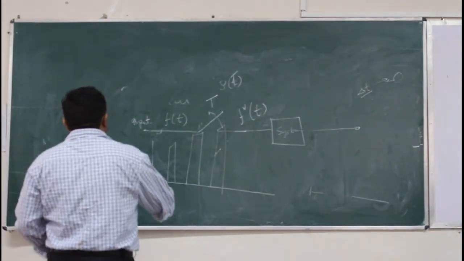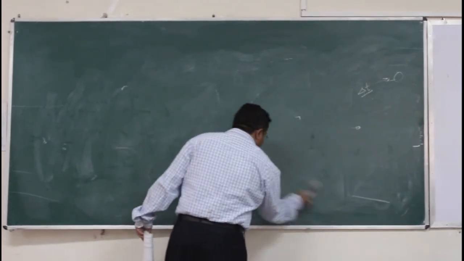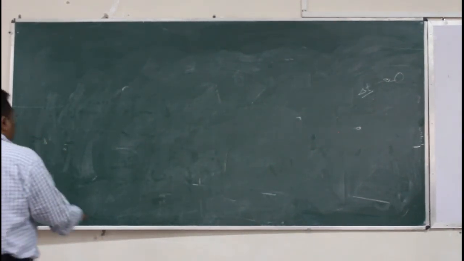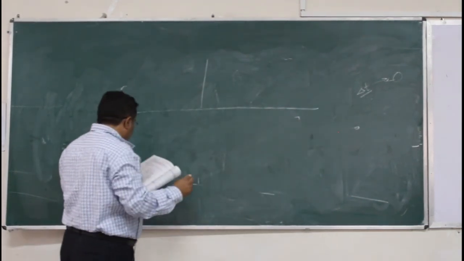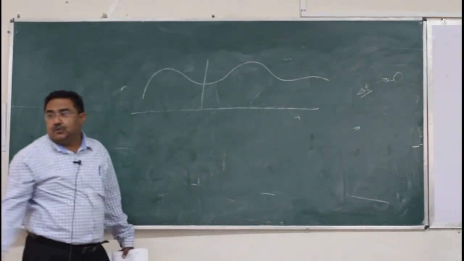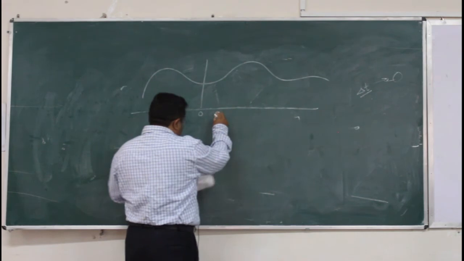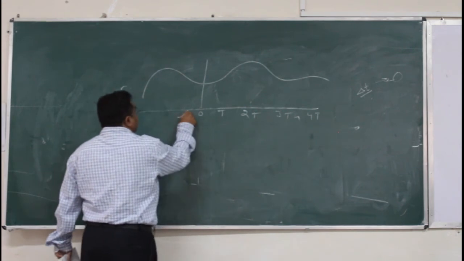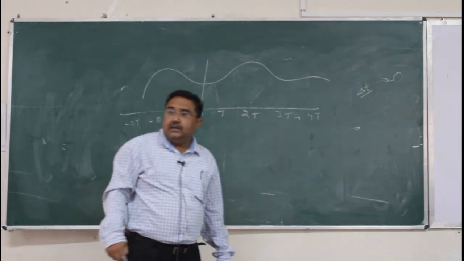I am drawing. Again we will assume the sampler to be ideal, ideal in the sense that impulses will be applied. Suppose any continuous signal is there, extending from 0, T, 2T, 3T, 4T, this is minus T, this is minus 2T, this is minus 3T, like this. Clear?